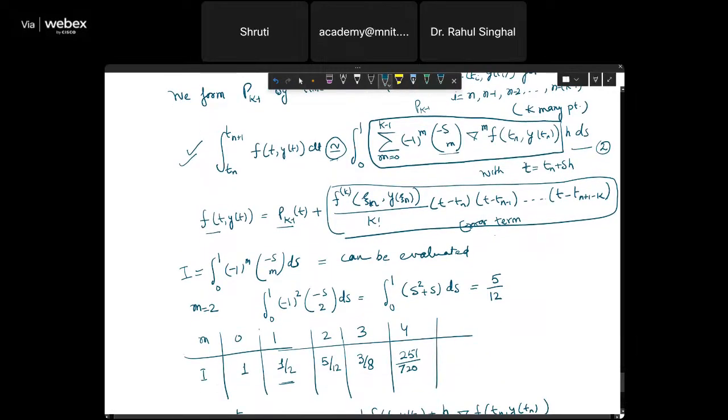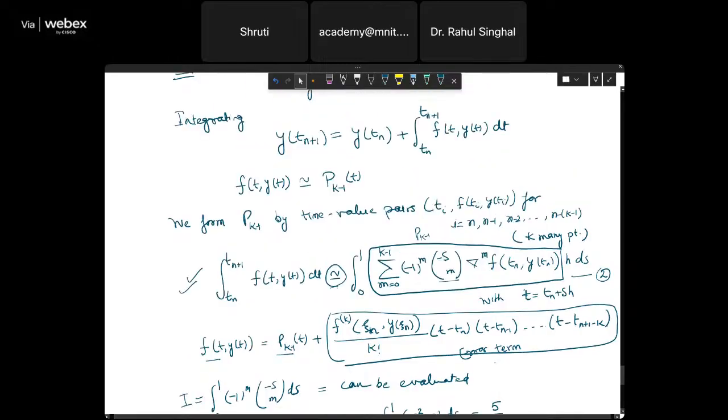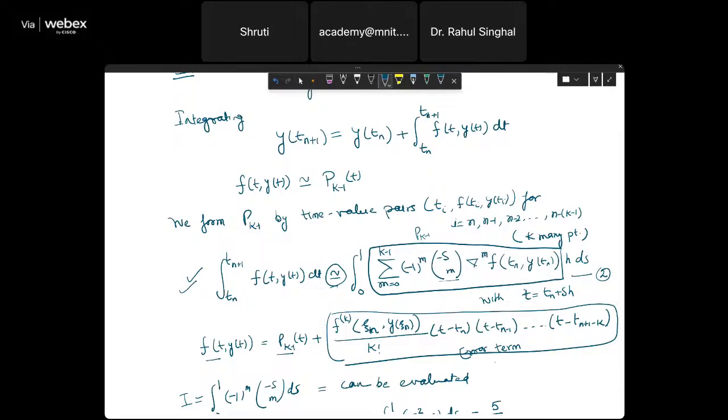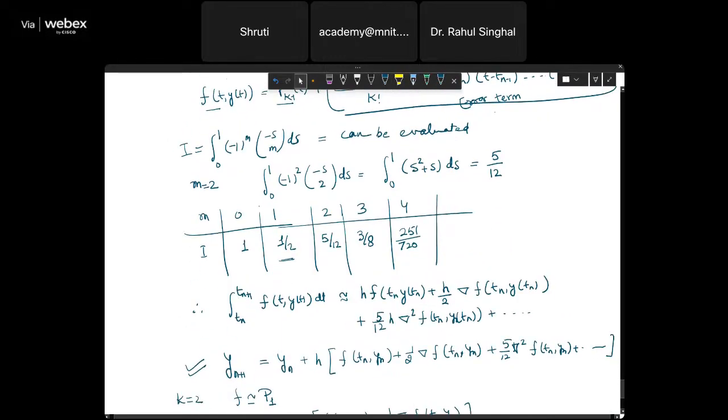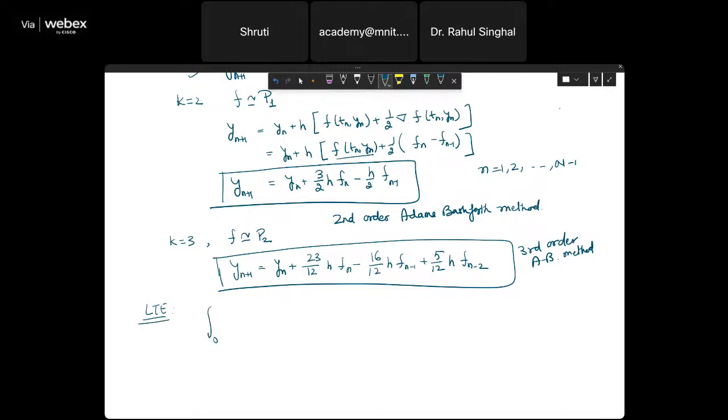Again we do this setting as t equal to t_n plus sh. So this is the error term in the approximation of f. In turn, when we substitute the exact value in this integration, this term will come with the integral from 0 to 1, with the setting t equal to t_n plus sh, and the integral will be with respect to s, like we have done for approximating the integral, that evaluation. Using that, what we get is the following. We have to evaluate this integral.